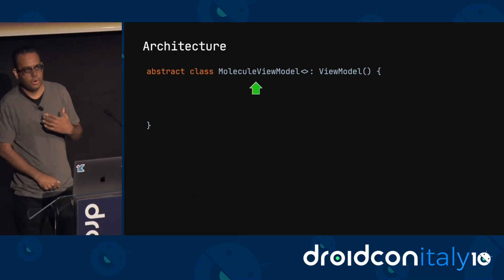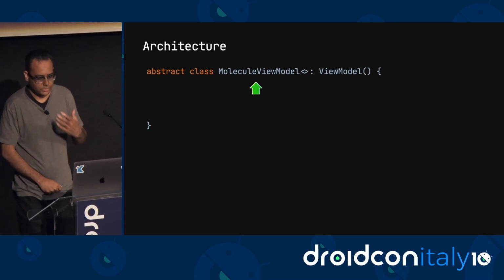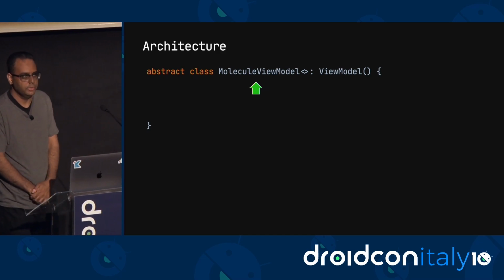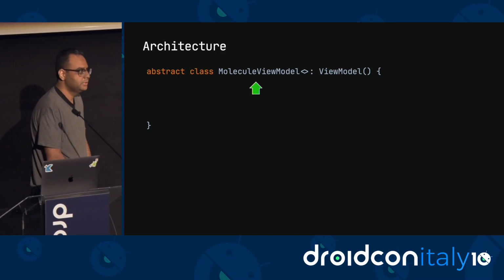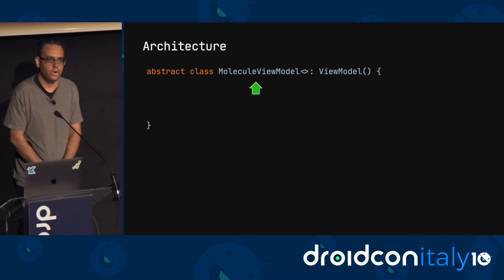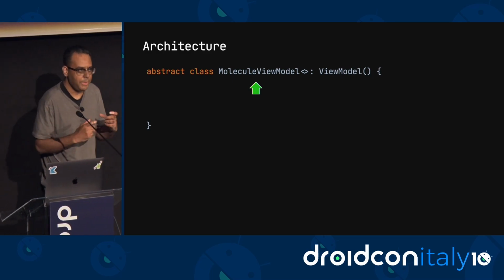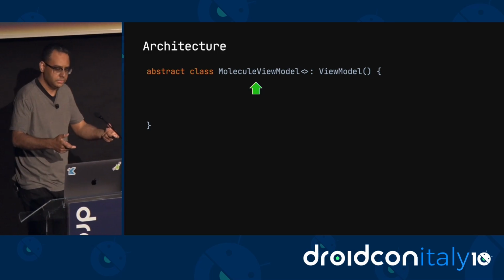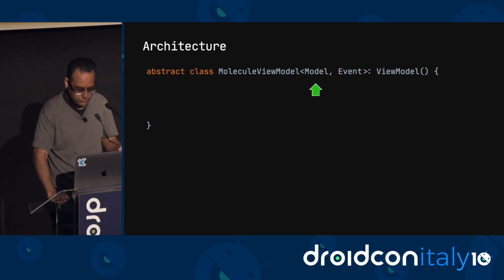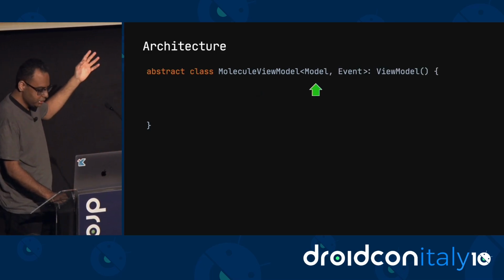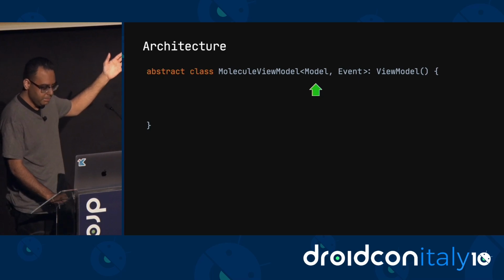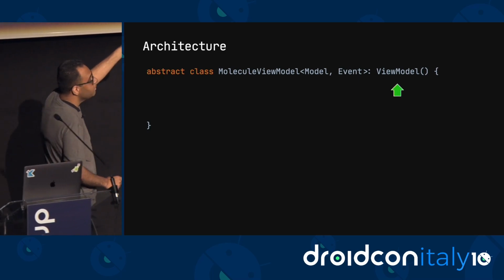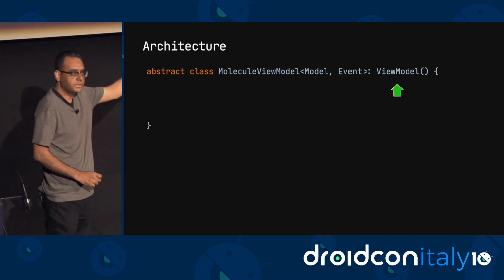Some people might think I'm over-architecting, but that's okay. I'm going to set up some scaffolding to be able to use this for all my view models. I'm going to set up a pattern, a mental paradigm, you could say. So I have a Molecule view model, which takes two generics: what UI state that is going to emit, and what events I'm going to take in. And it inherits the ViewModel class from Moko, which is lifecycle aware.